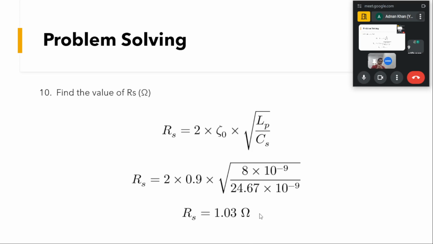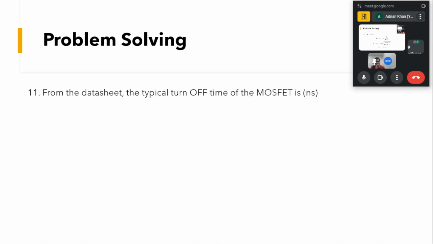Here you can see for three different designs, we are getting three different values of the parameters C and S for a particular design. Now coming to question number 11, it is given from the data sheet the typical turn off time of a MOSFET.